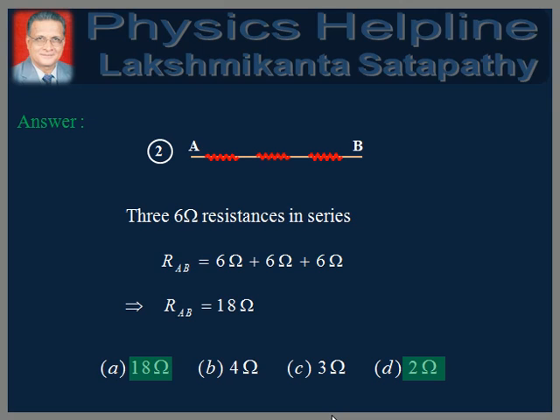Now for the second case, three 6 ohm resistors are connected in series. Therefore, the equivalent resistance is given by RAB = 6 ohms + 6 ohms + 6 ohms. Therefore, we get RAB = 18 ohms. We observe that option A is equal to this result.